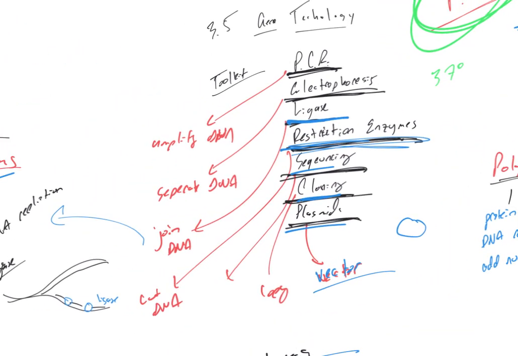So if I'm cloning, I'm going to amplify the DNA using PCR. I'm going to amplify the gene that I want, then separate and isolate it using electrophoresis. I'm going to take my endonuclease and ligase and cut both the PCR product and the plasmid, and put them together. Then I can use transformation to put that plasmid into a bacterium, and we call that cloning. So I've now used all of these steps except sequencing to do cloning.